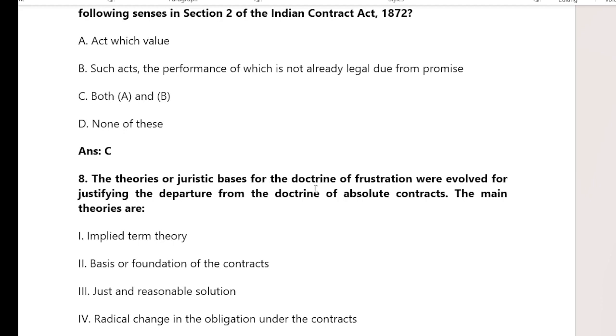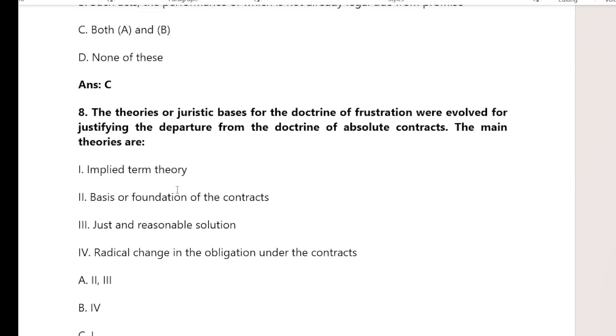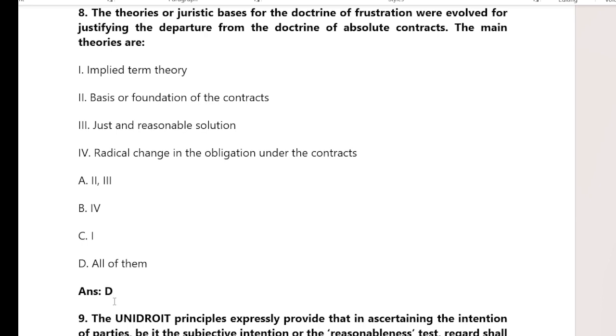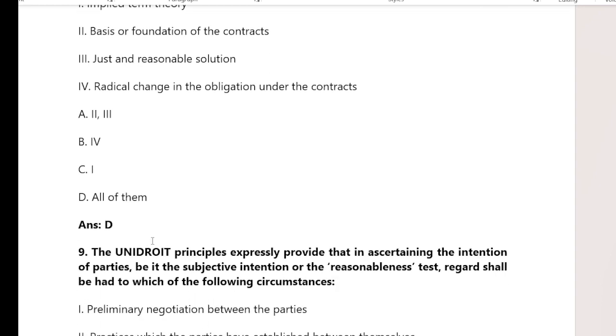And the next question is the theories or juristic basis for the doctrine of frustration were evolved for justifying the departure from the doctrine of absolute contract। The main theories are first is implied term theory, and option B is basis or foundation of a contract, option C just and reasonable solution, option fourth is radical changes in the obligation under the contract। इन थ्योरीज में आपको ये बताना है कि कौन सा जो ऑप्शन है इस कोड में बताया गया है क्या, जो स्टेटमेंट 2 या 3 है वो सही है, या स्टेटमेंट 4 ही ओनली सही है, स्टेटमेंट 1 ही सही है, या ऑल ऑफ देम है। Then right answer is option D, all of them.